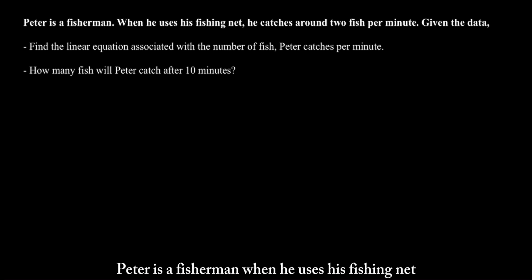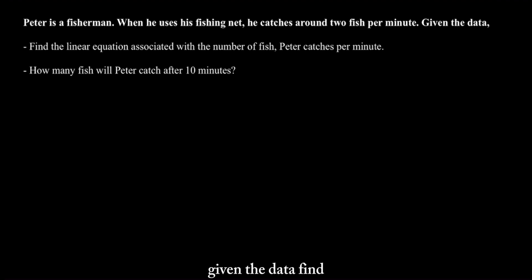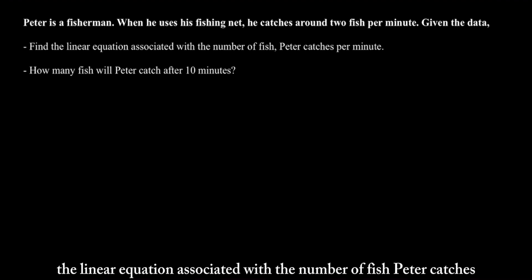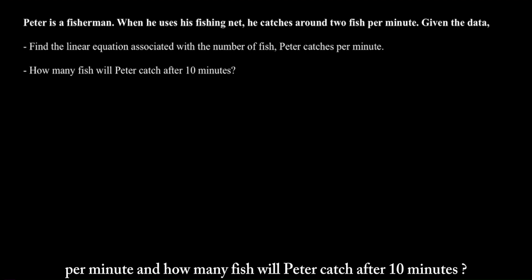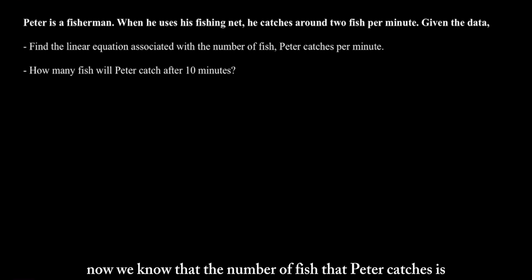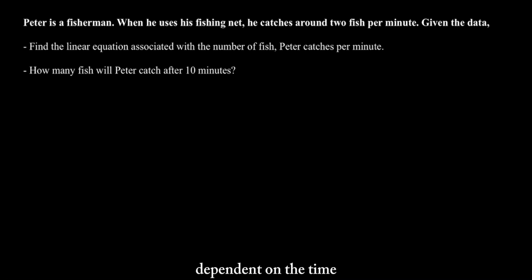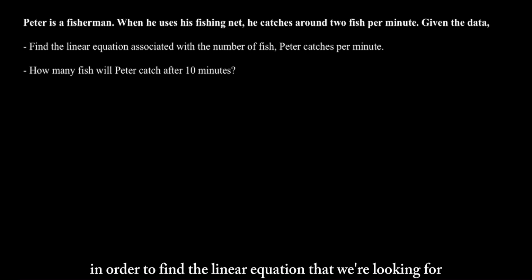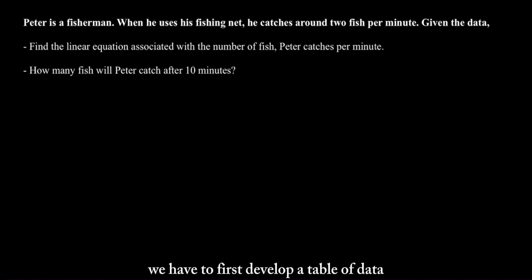Peter is a fisherman. When he uses his fishing net, he catches around 2 fish per minute. Given the data, find the linear equation associated with the number of fish Peter catches per minute, and how many fish will Peter catch after 10 minutes. Now we know that the number of fish that Peter catches is dependent on the time. In order to find the linear equation that we're looking for, we have to first develop a table of data.